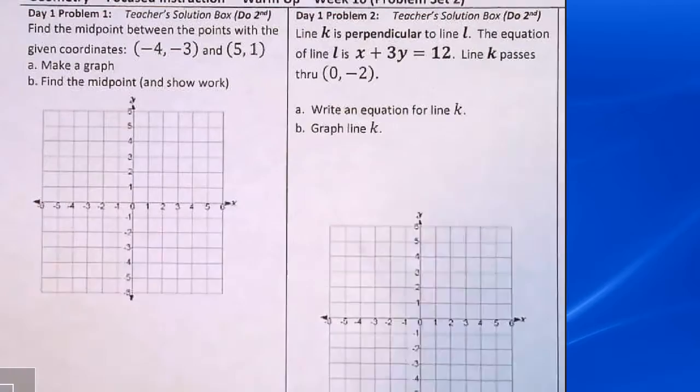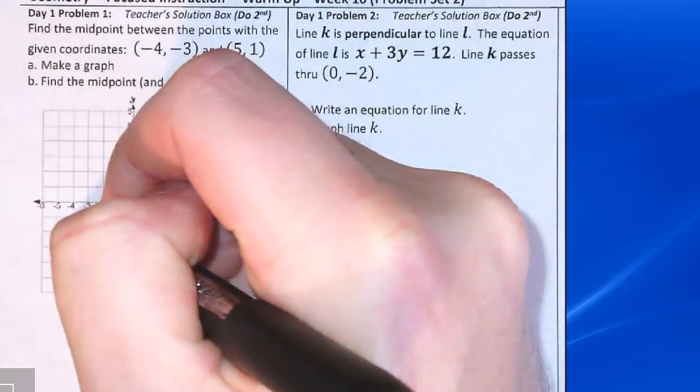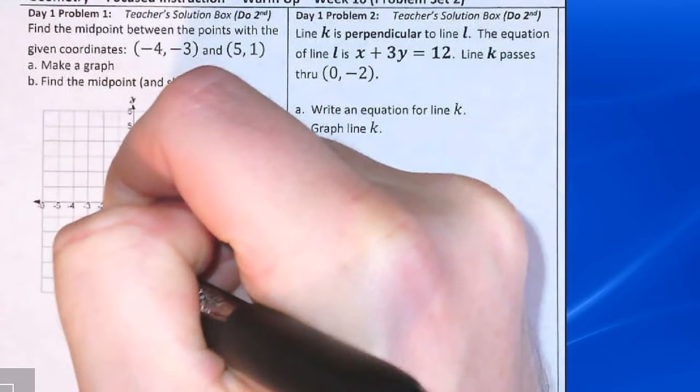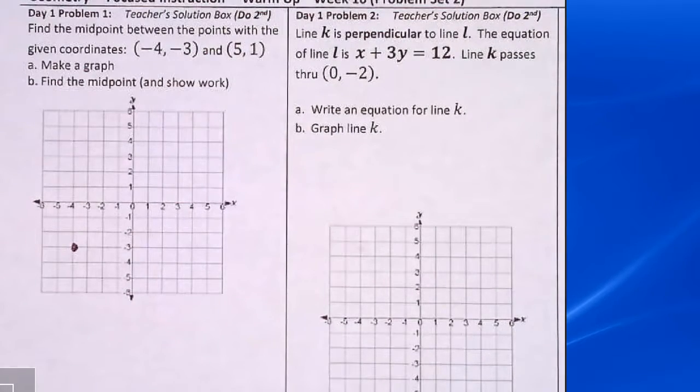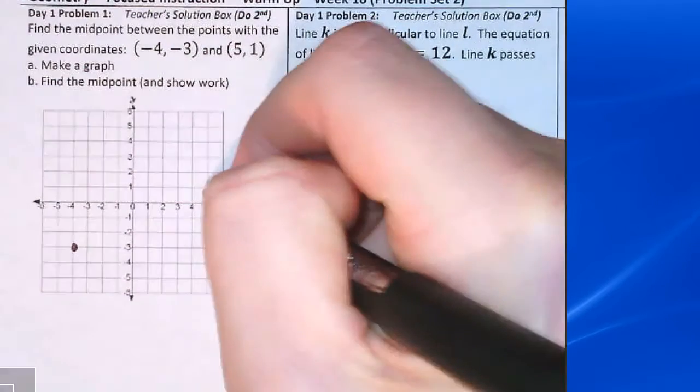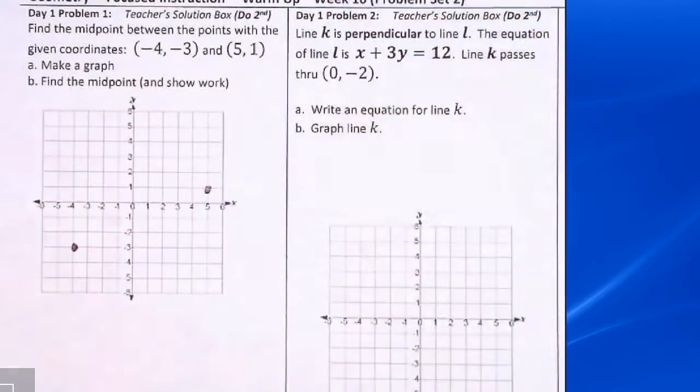-4 comma -3 is left 4, down 3. So there's that dot. 5 comma 1 is right 5, up 1. There's this dot. That takes care of question A, making the graph.